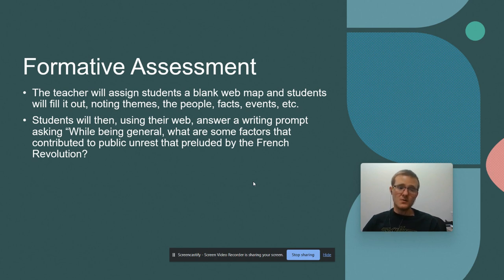And then students will then, using their web, answer a writing prompt asking, while being general, what are some factors that contributed to public unrest that preluded the French Revolution? So it's asking what factors led to essentially the French Revolution.